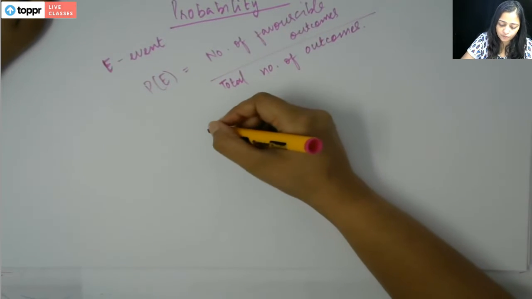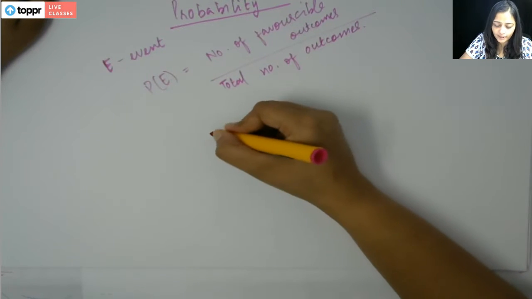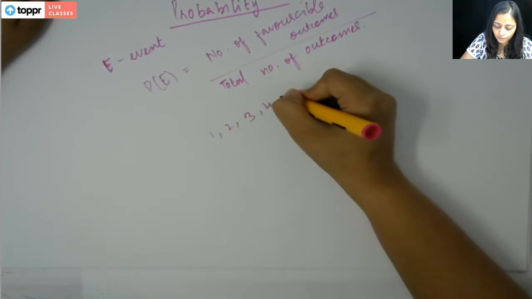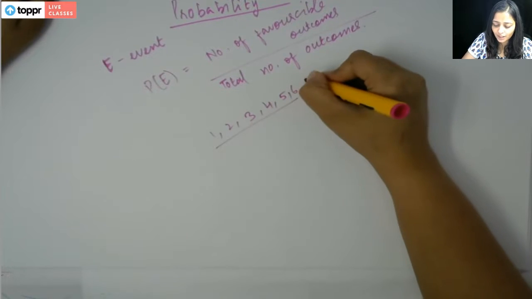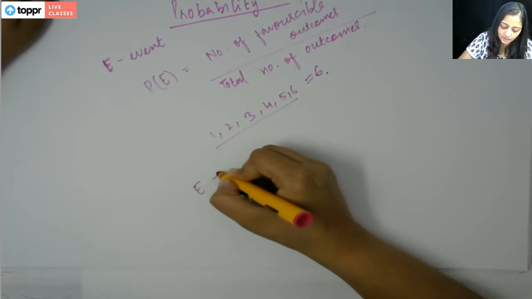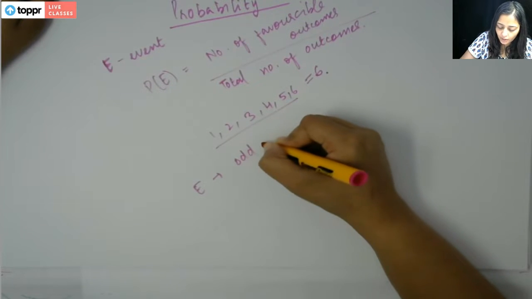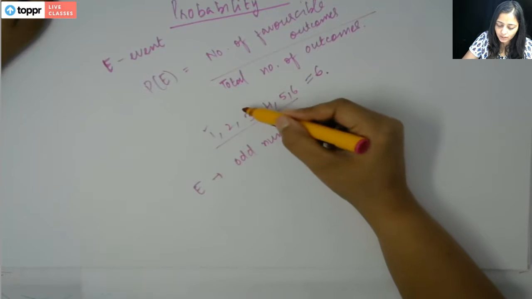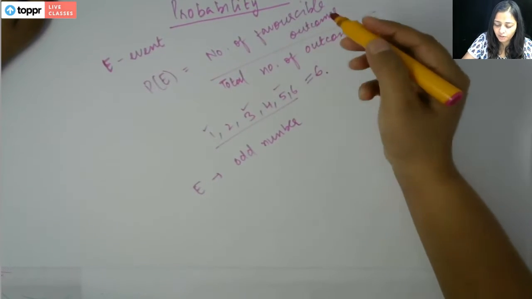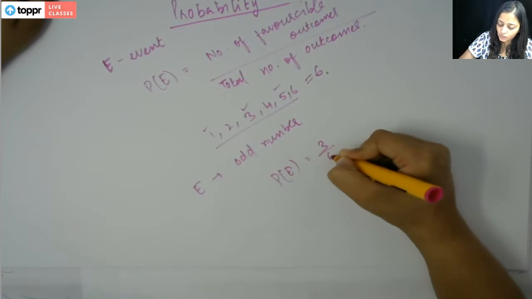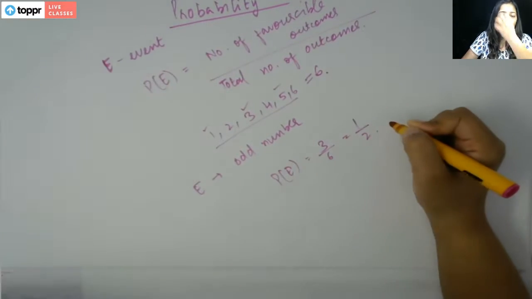Suppose you throw a die. The possible outcomes are 1, 2, 3, 4, 5 and 6, so there are 6 total outcomes. Let E be the event of getting an odd number while throwing a die. What are the odd numbers here? 1, 3 and 5. So we have 3 favorable outcomes. The probability of E is 3 by 6, which is equal to 1 by 2.